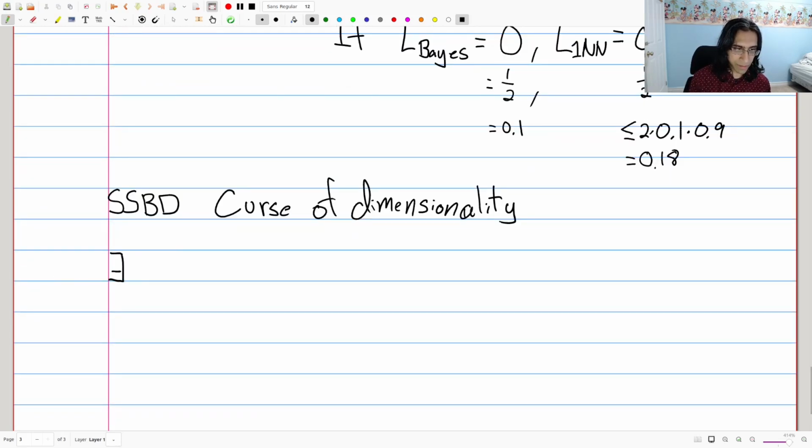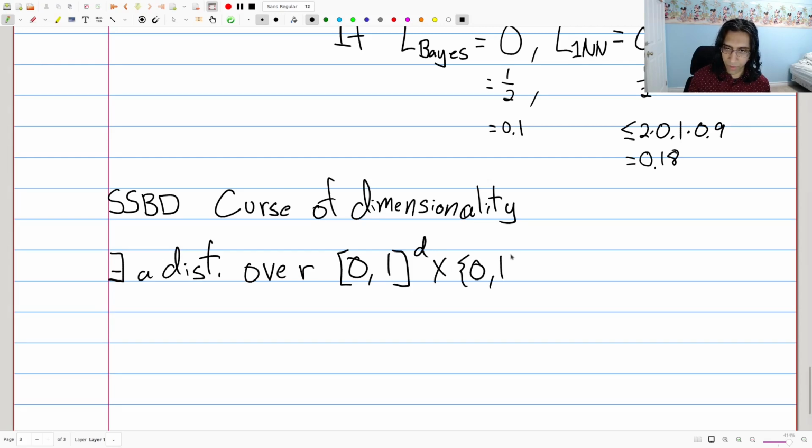So the claim is the following. There exists a distribution over {0,1}^d by {0,1}. Let's make it plus or minus 1, I guess, because that's what we've been using for labels. So that means there's a distribution over what's known as the Boolean hypercube, like picture one of these things, but in higher dimensions, where each side length is 1. So this is a 3D cube that I tried to draw here, and each point has its own distribution over the possible labels plus or minus 1.